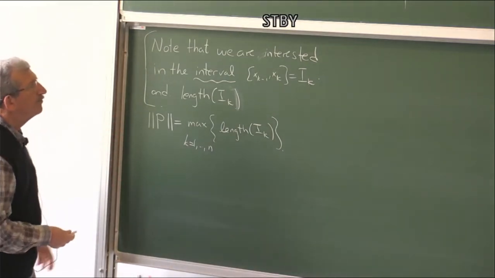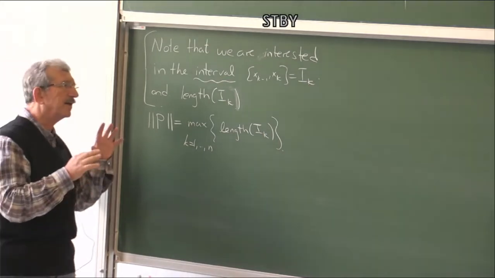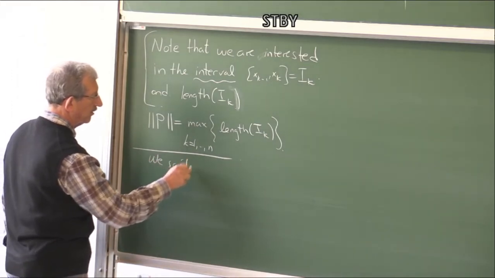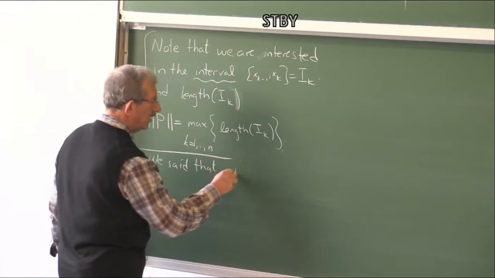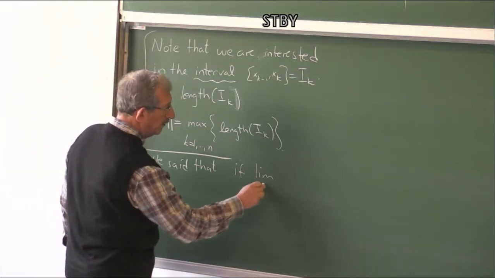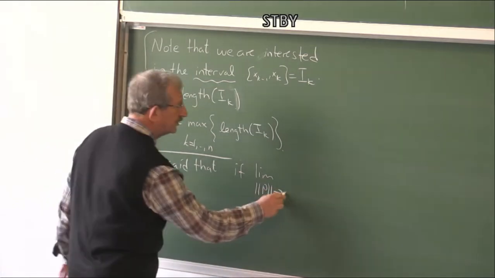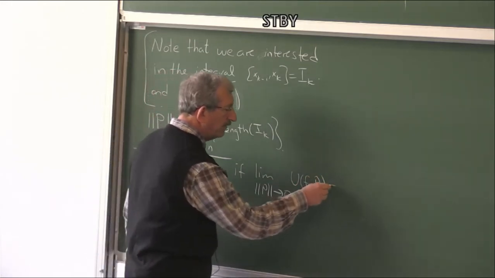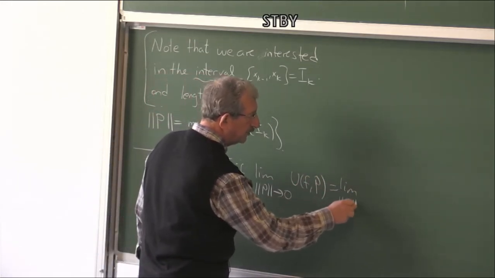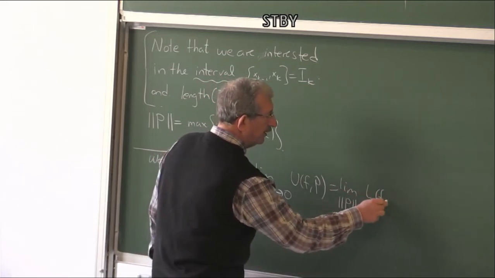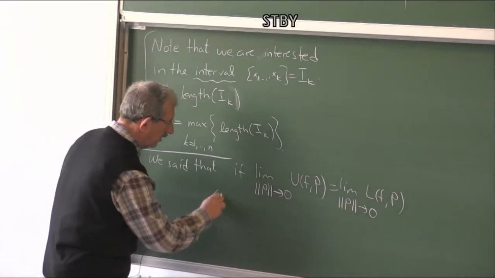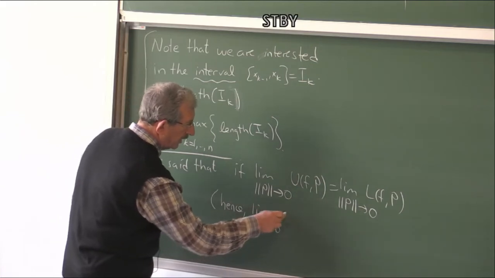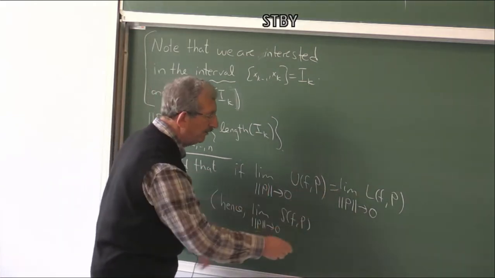And then we basically said, I will not cite the exact definition here, that if this mesh size approached 0, we obtained the limit of U(f,P), and if it existed, and if it were equal to the limit of L(f,P), hence the limit of the Riemann sums S(f,P), because they are between them, is the same.